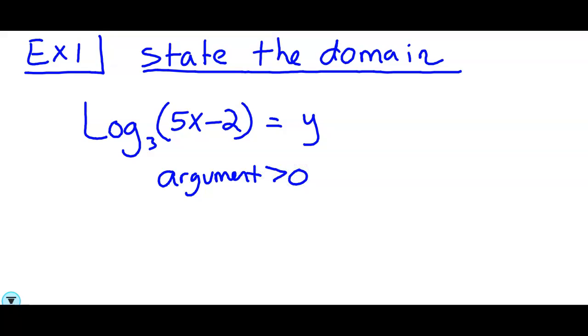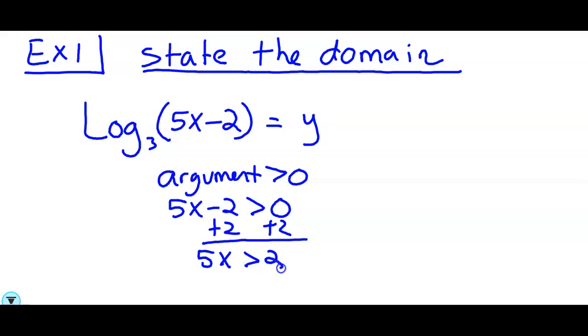What's my argument in this problem? That's right, it's 5x minus 2. So 5x minus 2 always has to be positive. It's got to be greater than 0, right? So now the problem is asking us to state the domain. This is how we start, but we need to figure out what x is allowed to be. So all we have to do is solve this, right? If I solve this, that will tell me what x is allowed to be. And so here's my answer.